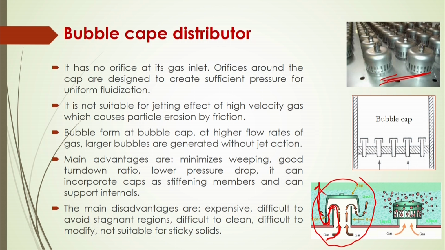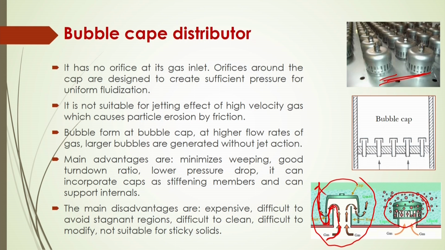So there will actually be windows in this cap. In each cap there will be several windows. Through the windows the gas will come out horizontally and make a bubble like this. The main advantage of this type of bubble cap distributor is that it minimizes weeping and has a good turndown ratio and lower pressure drop. It can incorporate caps as stiffening members, and can support internals also.